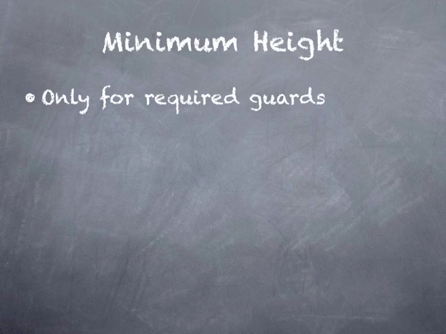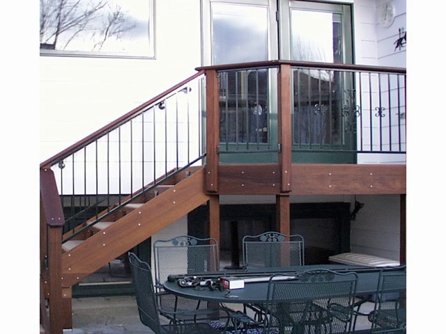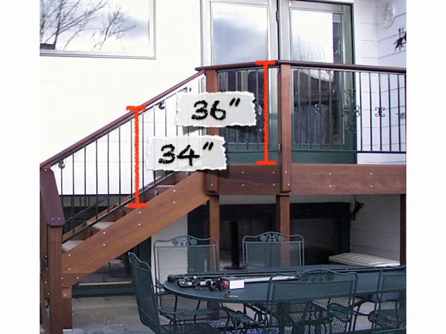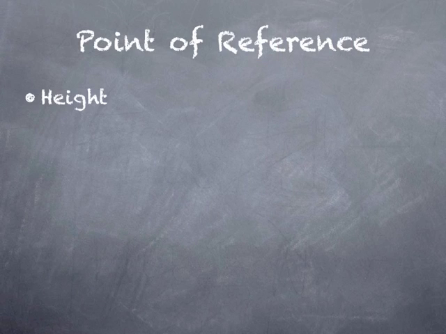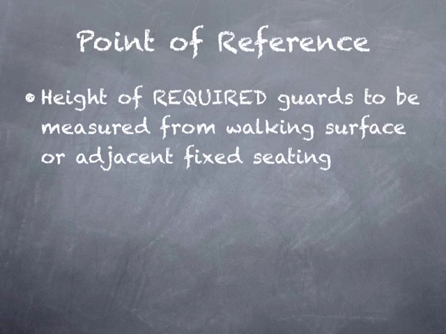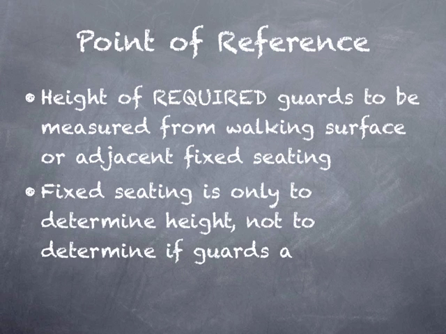The minimum required height only applies to required guards. At the sides of stairs, guards must be at least 34 inches high, and at the side of walking surfaces, at least 36 inches high. The 2009 and 2012 IRC require guard height to be measured from the walking surface of any fixed seating adjacent the guard. However, fixed seating is not a point to measure from for determining if guards are required, simply for what the minimum height must be.